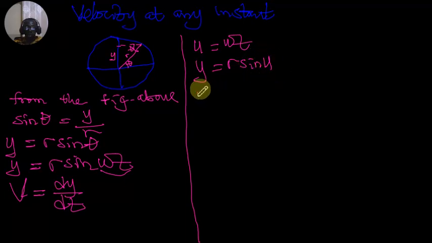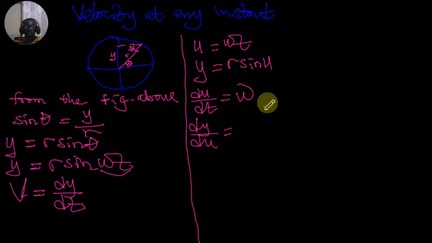So here now we need what? The dy du. So firstly we need the du dt, which is going to be omega, and at the same time we need the dy du, which means when you differentiate sine, you are going to get what?